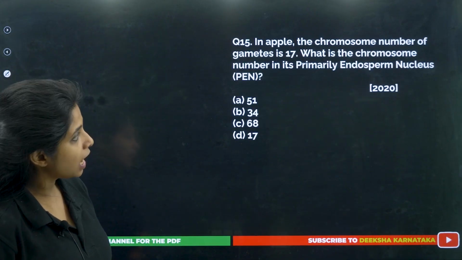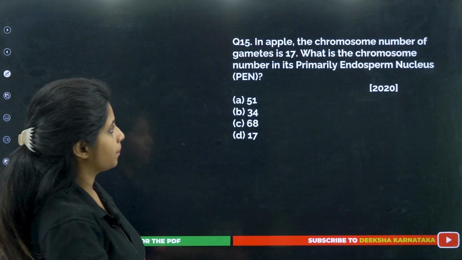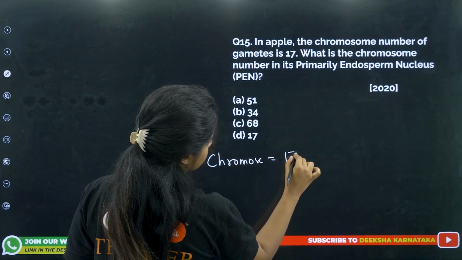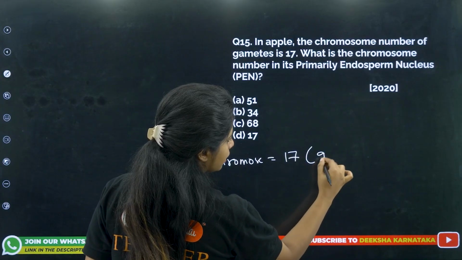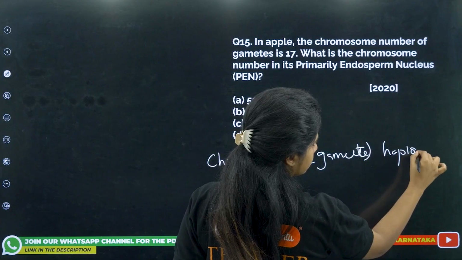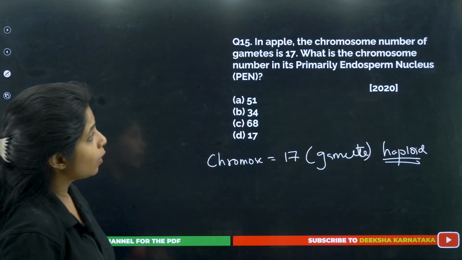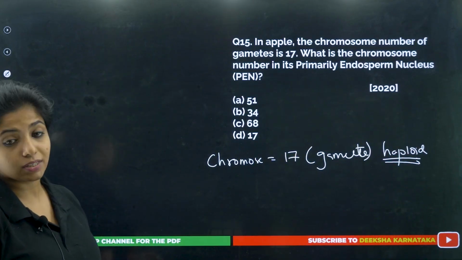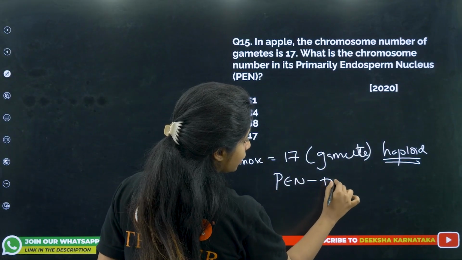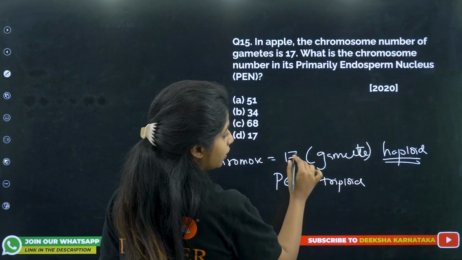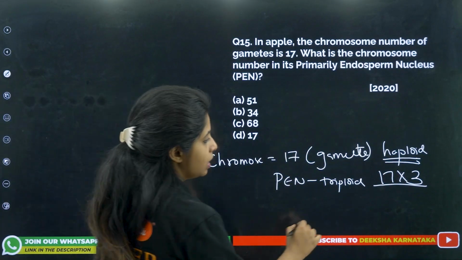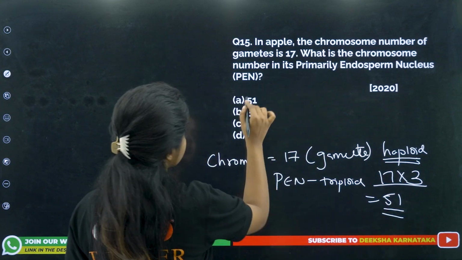Now next question. In apple, the chromosome number of the gamete is 17. And remember, this is a gamete, and a gamete always has haploid content. What is the chromosome number in the primary endosperm nucleus? If haploid is this, then the primary endosperm nucleus has to be triploid. So 17 into 3, what is 17 into 3? 51. So this becomes the answer.